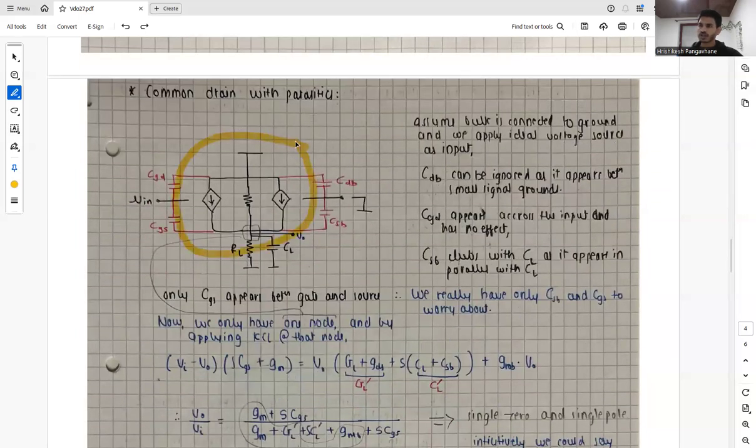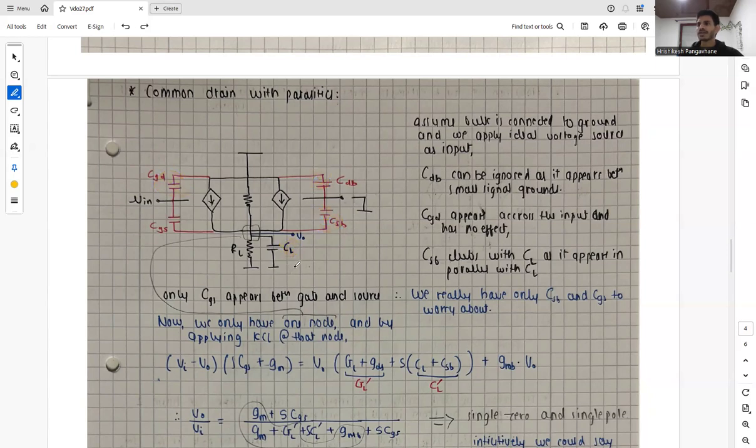So this is a small signal picture of a common drain circuit including capacitors. Let's take RL and CL as the output load, and we'll take our V0 or V output from the source terminal. Assume the bulk is connected to the ground and we apply an ideal voltage source as input, so basically DC. CDB can be ignored as it appears between small signal grounds, so both ends of CDB are ground. CGD appears across the input and the effect is 0 basically, and CSB can be clubbed or absorbed by CL as it appears in parallel with CL.